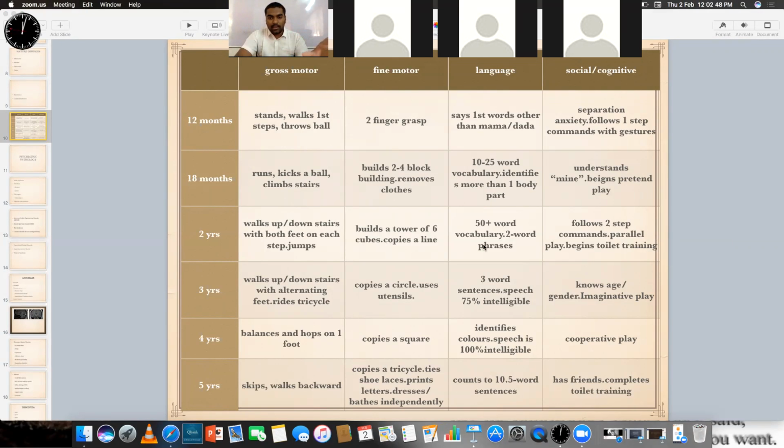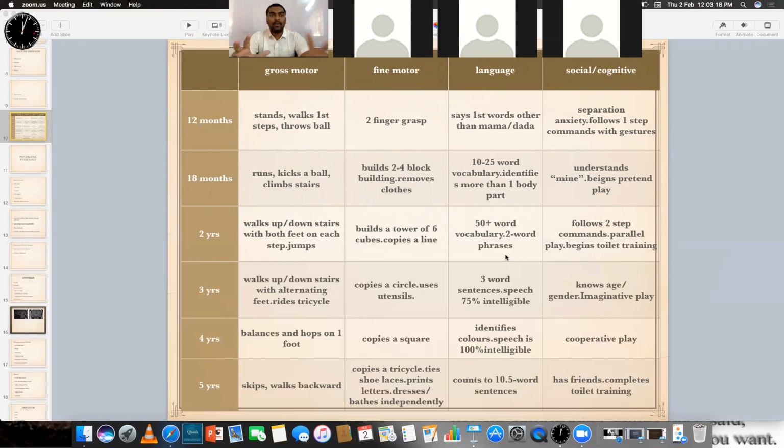Around 2 years, he can speak two word phrases. This is important to remember instead of remembering how many words he can use. Rather, you can simply remember he can talk in 2 word sentences at 2 years of age. Then he can follow 2-step commands as well. Like if I say, go to the kitchen, drink water. Those are 2-step commands. So he'll go to the kitchen and he'll drink water. That is a 2-step command.